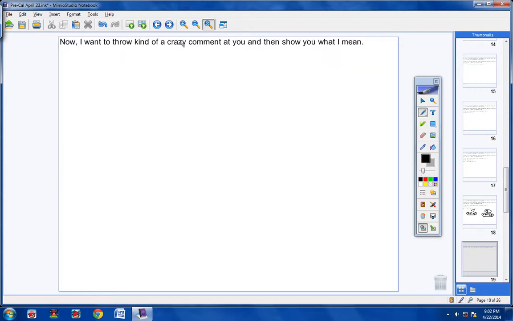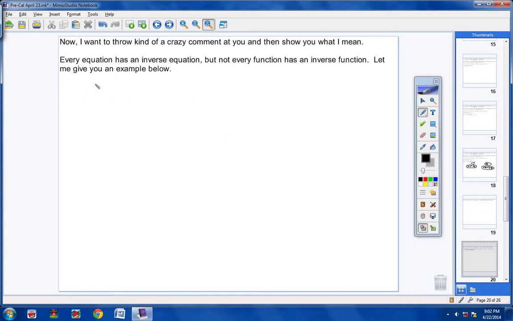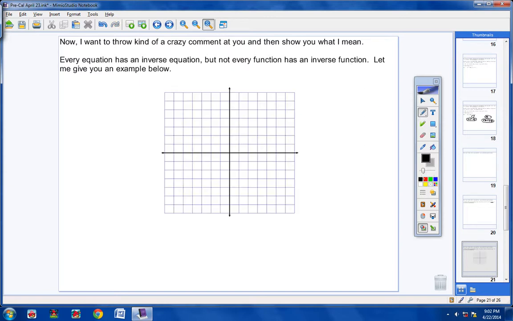Now, I'd like to throw kind of a crazy comment at you and then show you what I mean. Here's the comment. You might want to write this down. Every equation does have an inverse equation. However, not every function has an inverse, keyword here, function. Let me give you an example below and show you what I mean, okay? All right. Let's say we had a function and we graphed the function and it looked like this, okay?